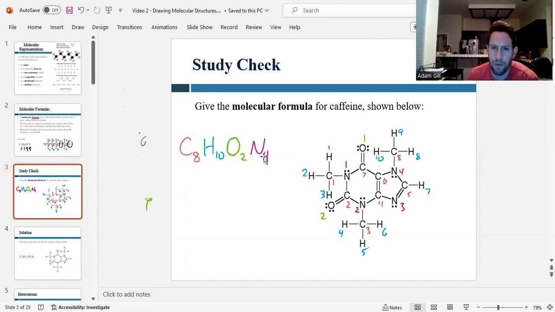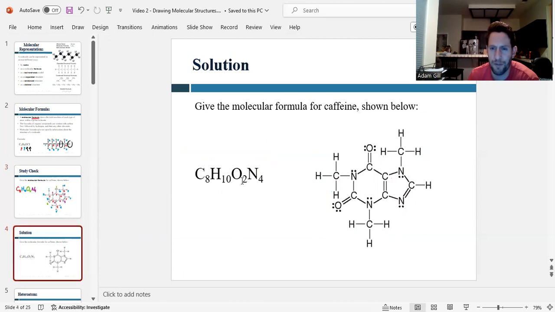It just tells us the total number of each type of atom. Doesn't tell us anything about the specific shape. Well, let's make sure we counted those correctly. C8, H10, O2, N4. Sounds good.